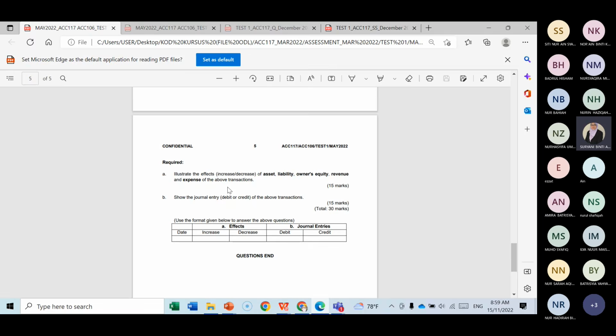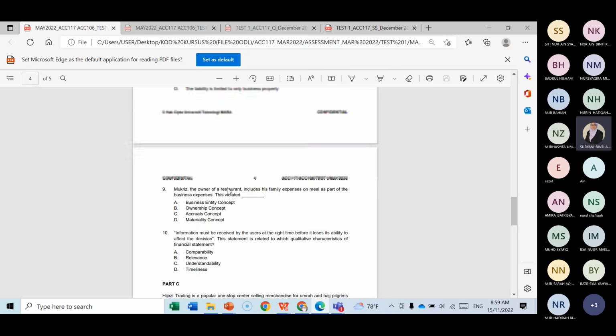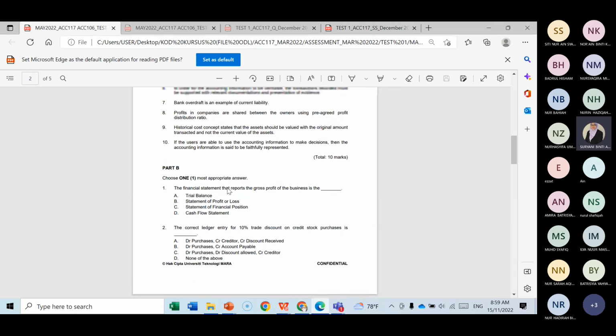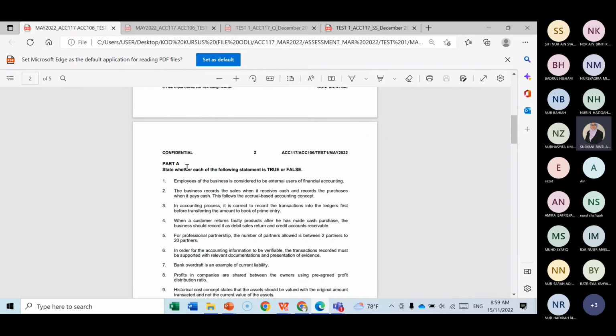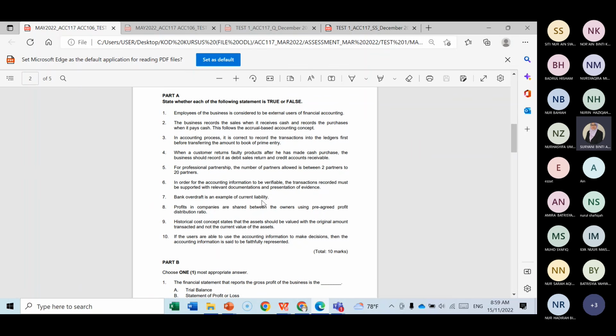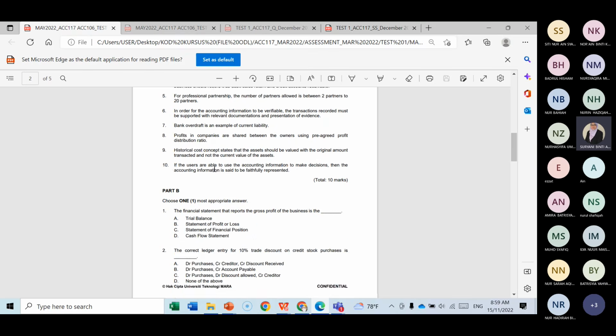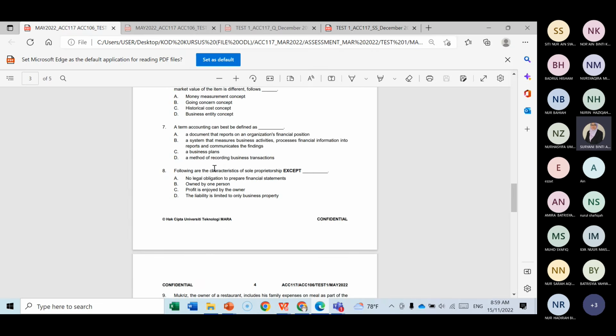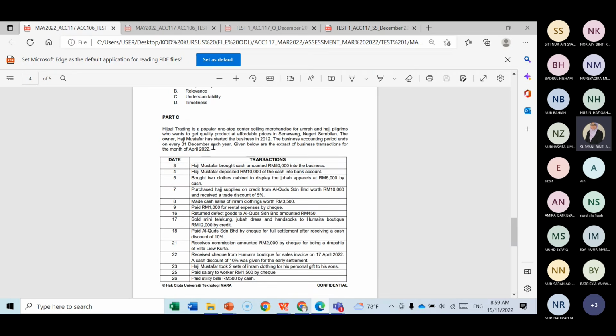Okay, so let us discuss the part A and part B. It is very simple. You just have to identify whether the statement is true or false. So we are not going to discuss detail about this, okay? But I'm going to concentrate on part C. So let us look together at part C.